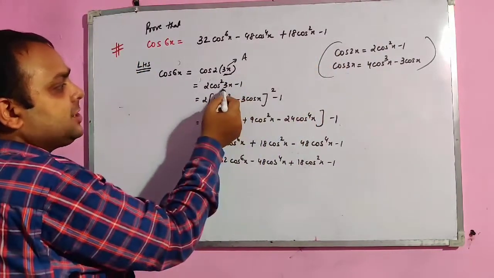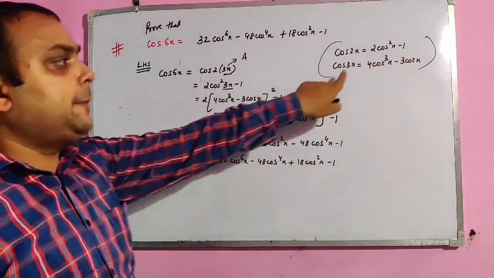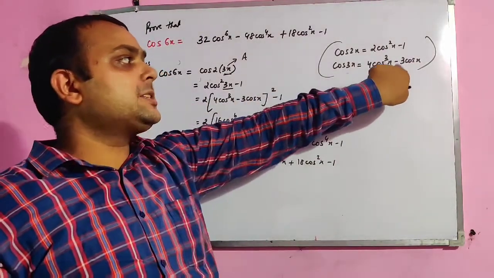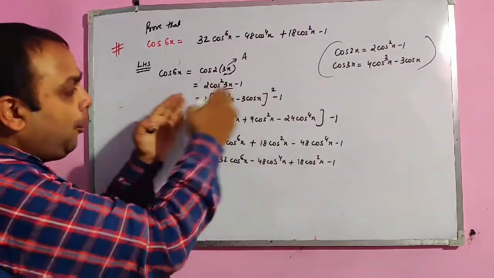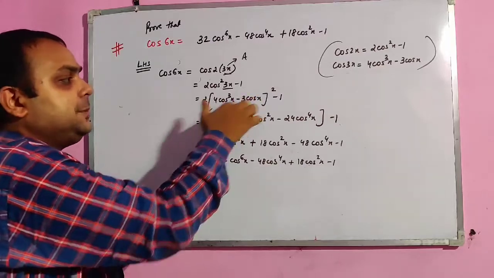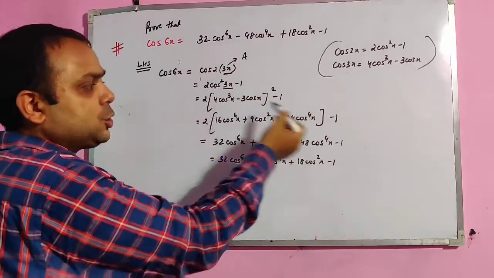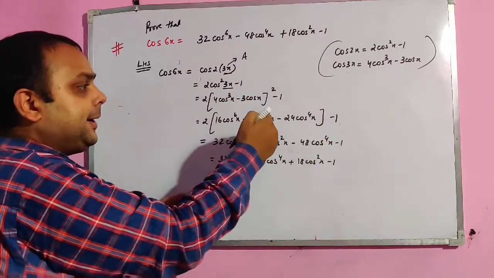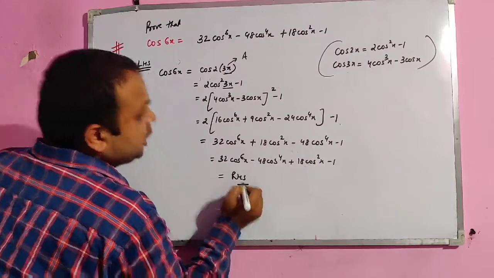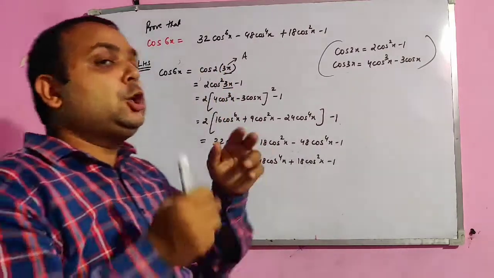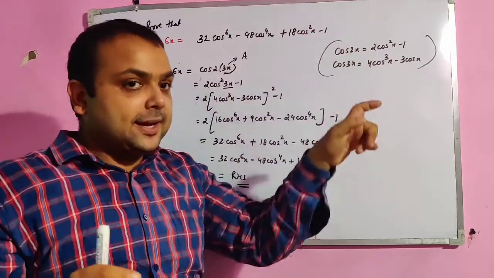The value of a is 3x. Now I am getting the formula of cos 3x. So I have applied this formula, 4 cos cube x minus 3 cos x whole square, because we have a square here. Opening this square, I get a minus b whole square, which is a square plus b square minus 2ab. Then multiplying by 2 and simplifying, I get the value equal to RHS. So in this question, I have applied two identities, one of cos 2x and the other of cos 3x.